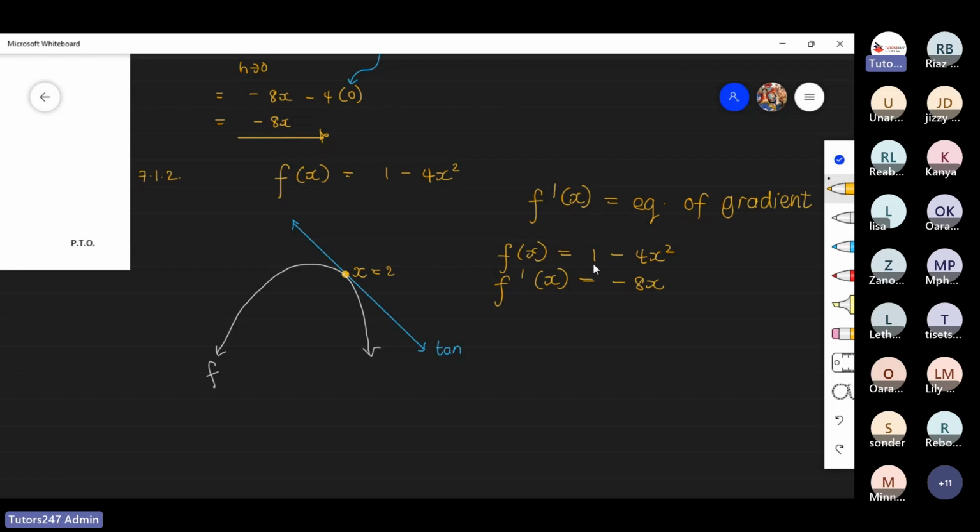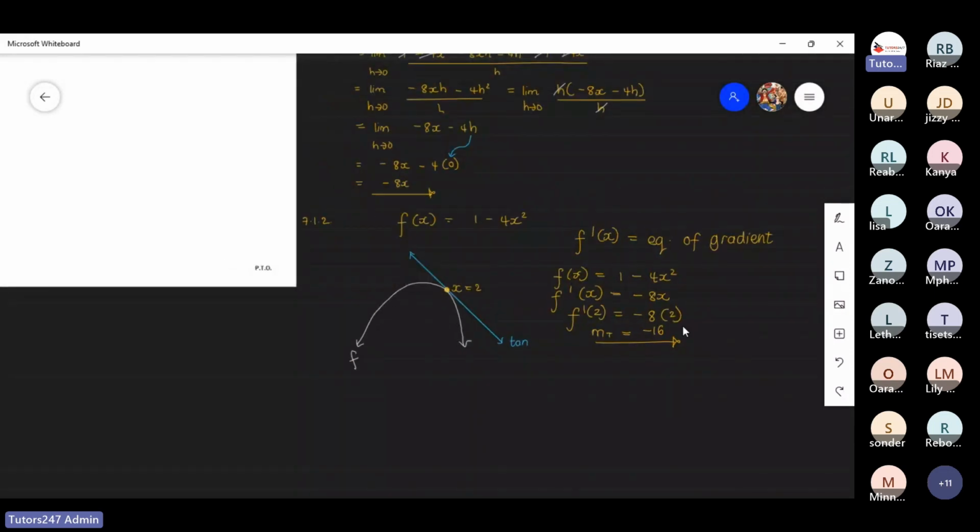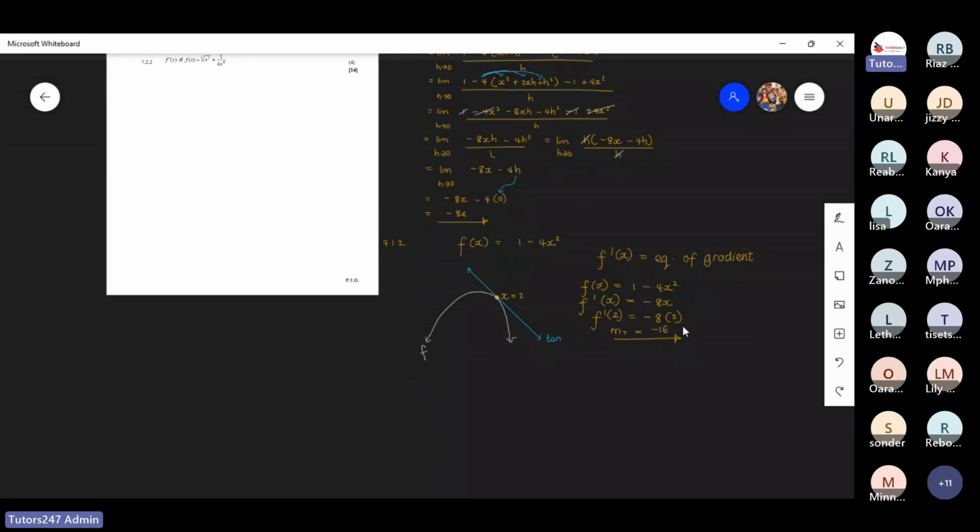Now from here, because we want to find the gradient at x equals 2, we're now going to substitute 2, and that is then going to give us negative 16. So the value of our gradient of our tangent is negative 16. So that is it. All we needed to do was derive, substitute the x value at that point, and it gave us the gradient of the curve at x equals 2 and the gradient of the tangent.